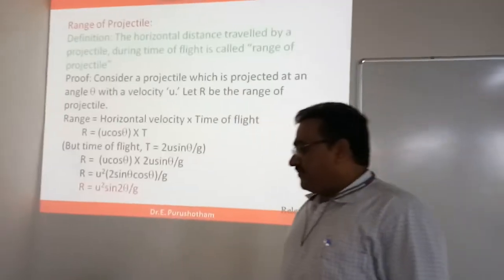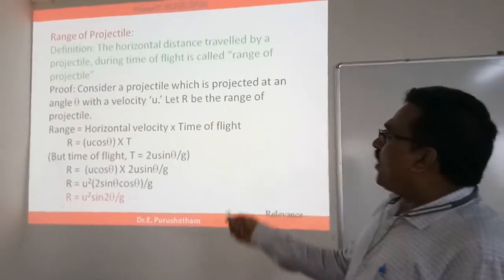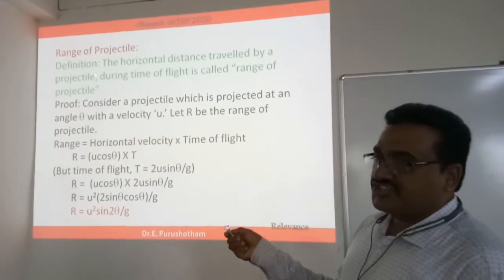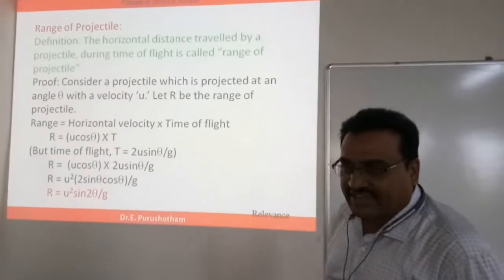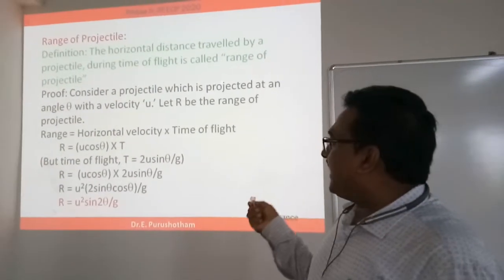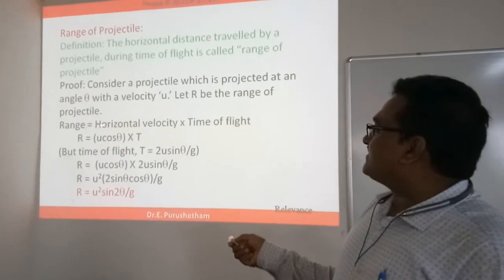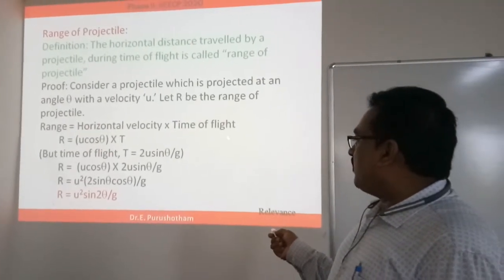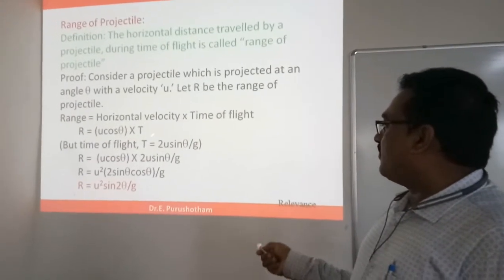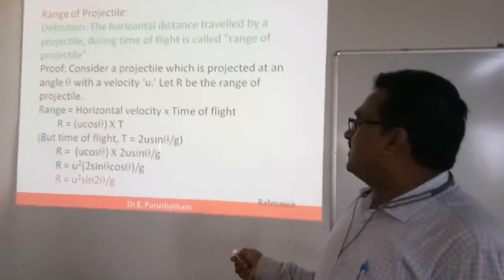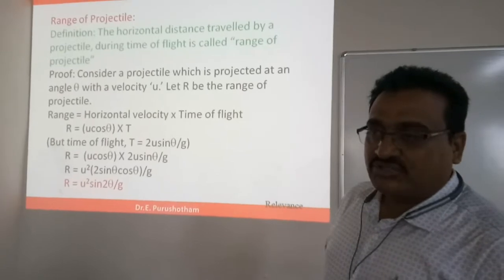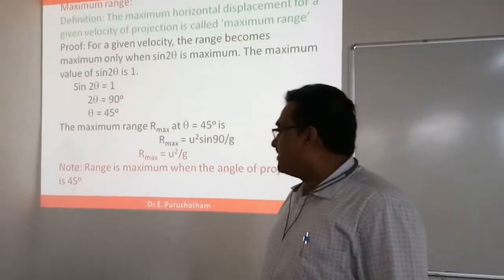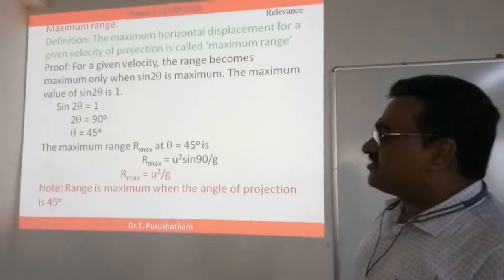Second, the range of the projectile. What is the definition of the range? The range is the horizontal distance traveled by a projectile during the time of flight. That is horizontal velocity into time of flight. Already we calculated the time of flight as 2u sin theta by g. Substituting, we get R equals u square sin 2 theta by g. So, this is the maximum range.